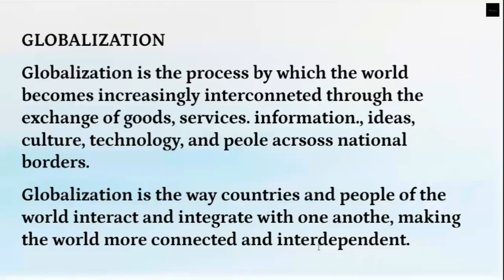Now, another simple definition is that globalization is the way countries and people of the world interact and integrate with one another, making the world more connected and interdependent. Interdependent means relying on each other. They're connected in one way or the other, through their economics, through technologies, through their culture, through information. So when you see it in your exam, just say globalization is how countries and people of the world interact and integrate with one another, making the world more connected.